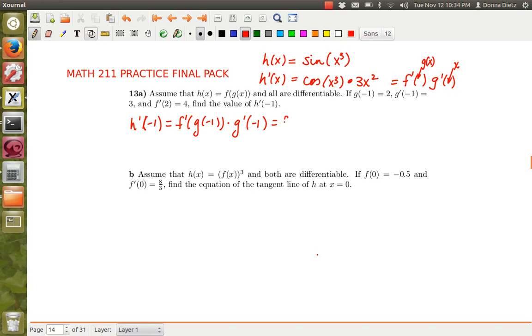Okay, so f prime, well, what is g of -1? Well, it says g of -1 is 2, and g prime of -1. Okay, then f prime of 2 is 4, and g prime of -1 is 3, so the answer is 12.